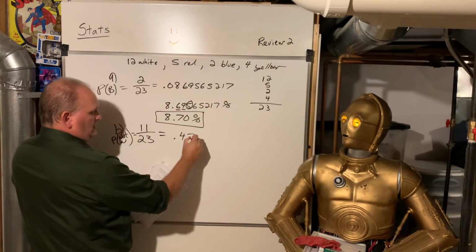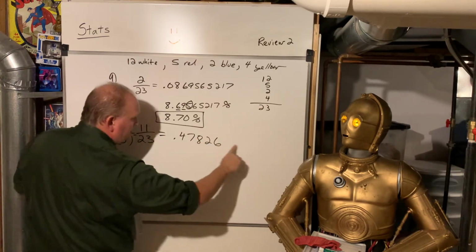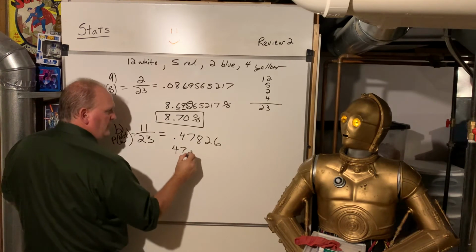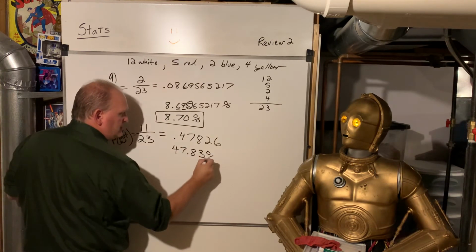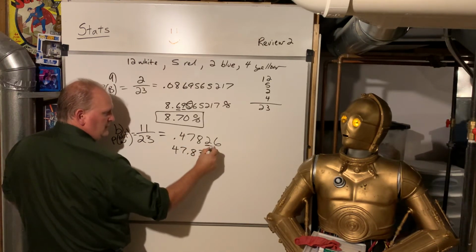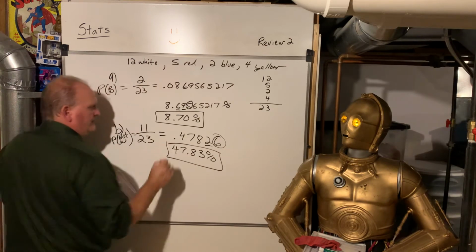That is 0.47826. I'm not going to write, there's more numbers after, I'm just going to write down this much. And so that is 47.83%. So 2 places over, and then you round, that 6 bumps that up to a 3.